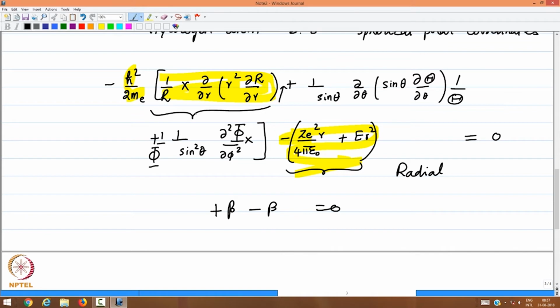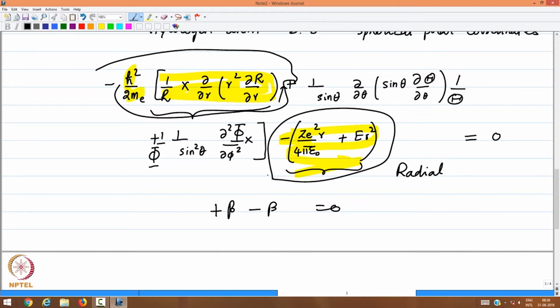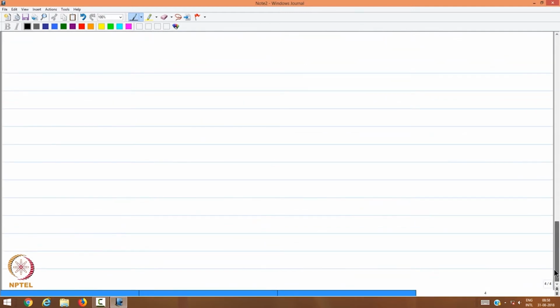So, everything that you see in the yellow here, everything this plus this was equal to plus beta, and therefore, everything which is left out is equal to minus beta.